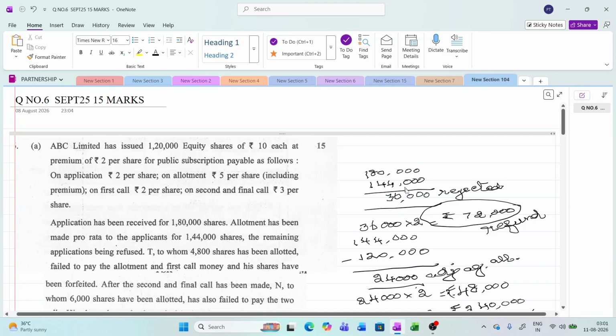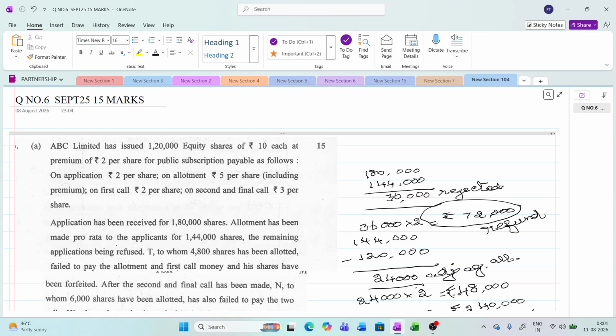So first let us calculate the remaining applications. 1,80,000 were applied and 1,44,000 shares were given pro rata, and 36,000 were rejected and refunded. So the refunded amount is 72,000. This will go into your cash book, by equity share application account.